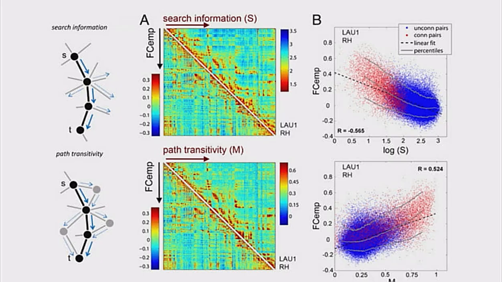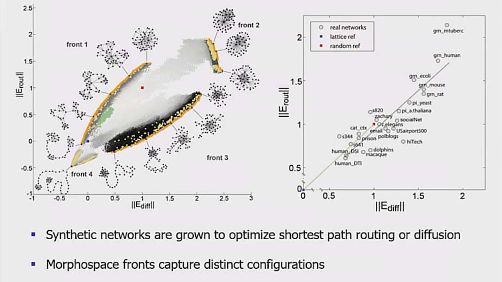Conversely, when you look at path transitivity, the greater the path transitivity between two nodes, the greater the potential for the signal to get preserved along the way, the greater the functional connectivity between them. So what this shows us then, you don't have to necessarily assume shortest path routing in order to still take advantage of the shortest paths in the network.